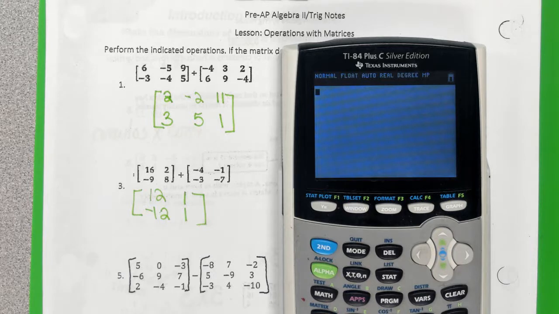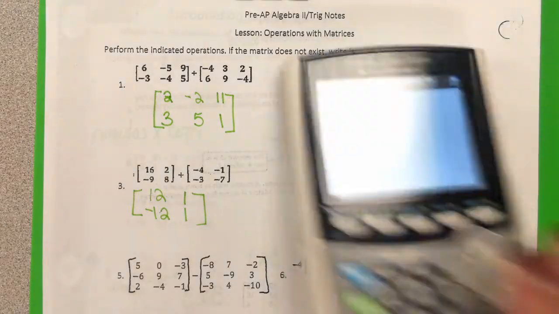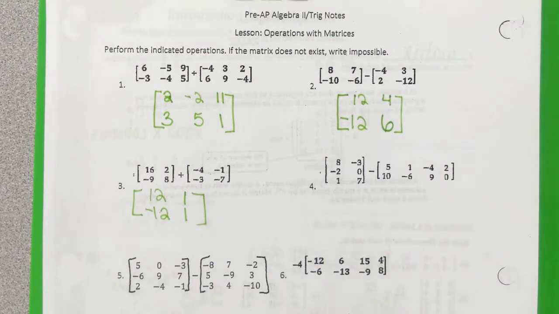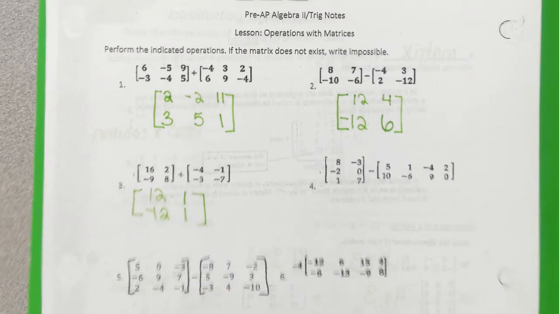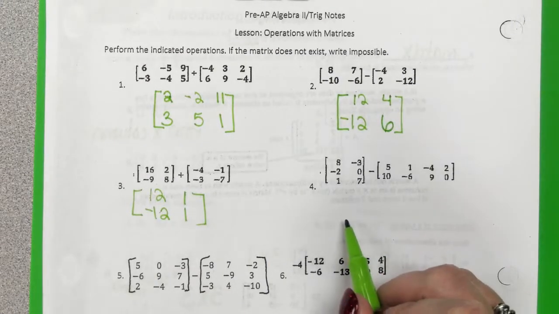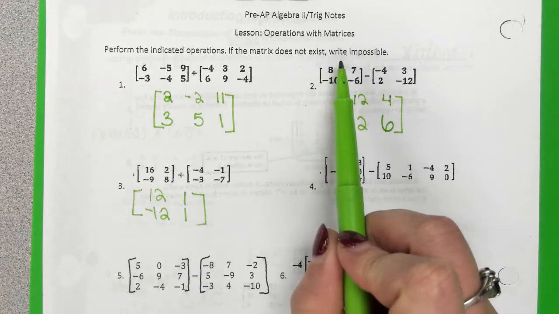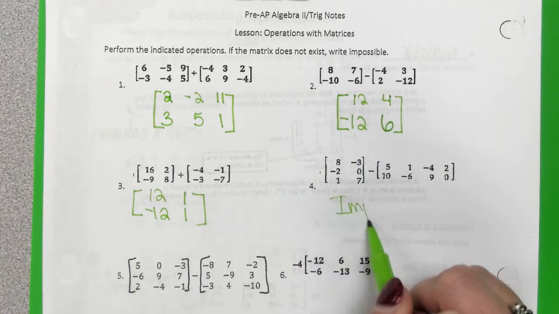Alright, here we go. Number 4. What's different about number 4? They are different sizes. It is impossible. So if it's impossible, it said do what? Right, write impossible.